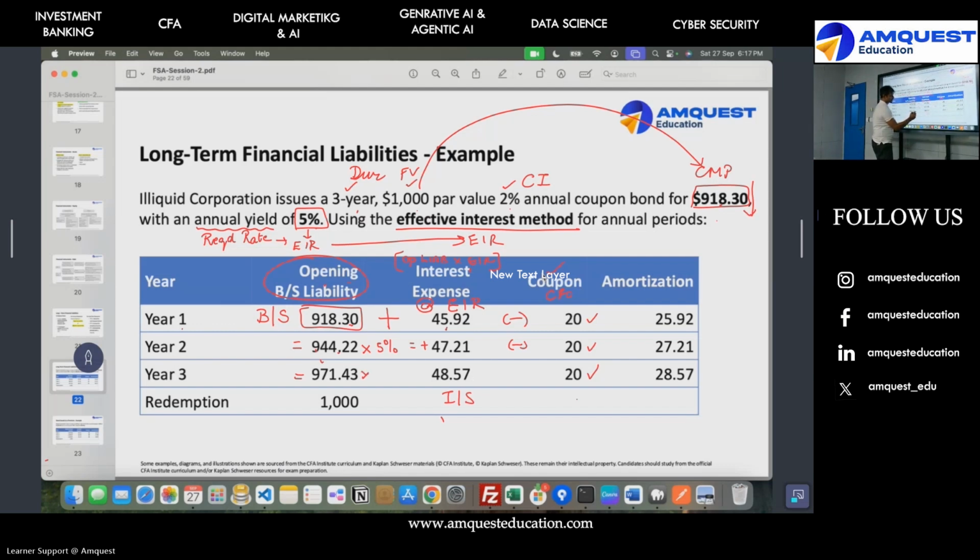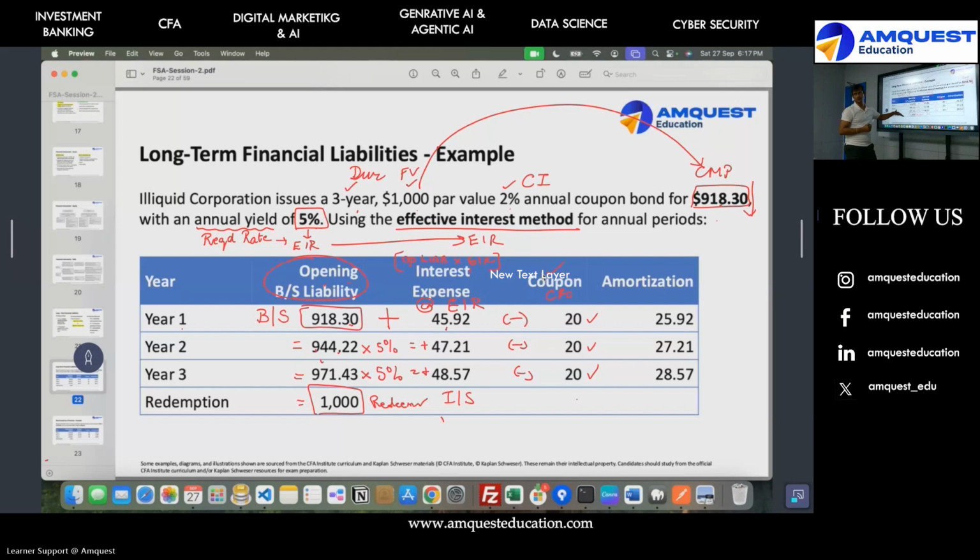Now again, in the last year you will again incur 5%. You'll notice the amount increases because your liability is increasing, right? Again, you pay 20. You'll notice in the last year, bang, your answer is 1,000, which is what you will redeem, and your work is done. You were supposed to redeem 1,000. You redeem 1,000. Perfect. Are we clear? So this is the accounting movement.